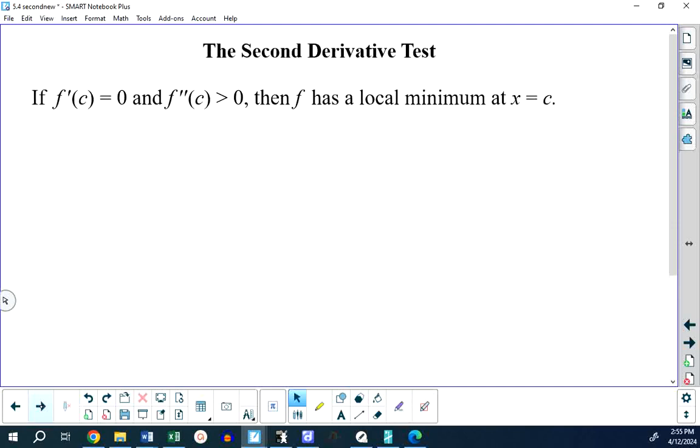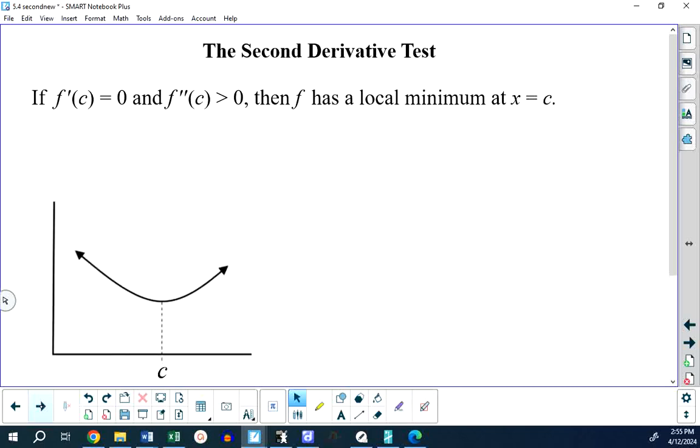What does the second derivative test say? Let's say that f prime of c is equal to 0. I guess what I'm telling you is c is a critical value for x for the first derivative, because f prime at that point is 0. If I say the second derivative at that critical value for the first derivative is positive, then there must be a minimum there.